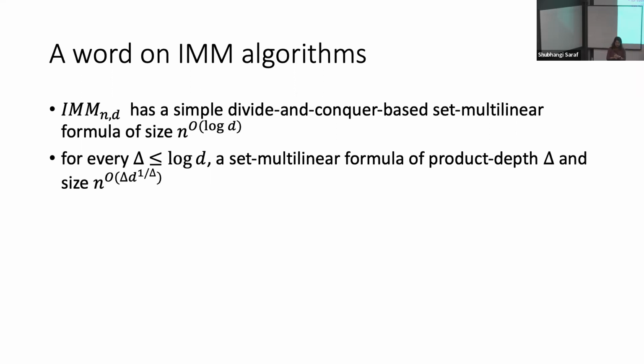Using some divide and conquer approach, you can compute the IMM using a formula of size n to the log d. So for d matrices, you do log d iterations of this, and you get a formula of size n to the log d computing IMM. And if you want to do this in a constant depth setting, you can do something clever, and for any delta, you can get a product depth delta formula computing IMM. The size of that formula will be something like n to the d to the 1 over delta.